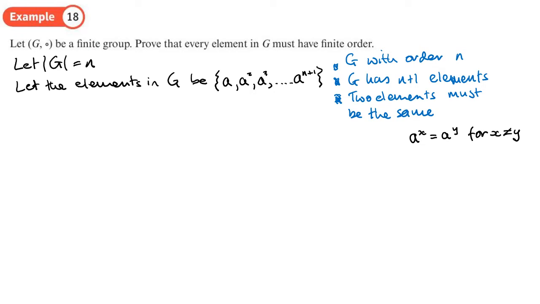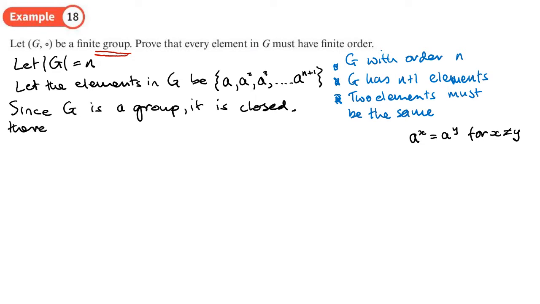Now, since we've been told that G is a group, that means that G is closed. So since G is a group, which we've been told in the question, it is closed. That means, therefore, G has only n elements in it, but we said that there's n plus 1 elements here, so that must mean 2 of them are the same.